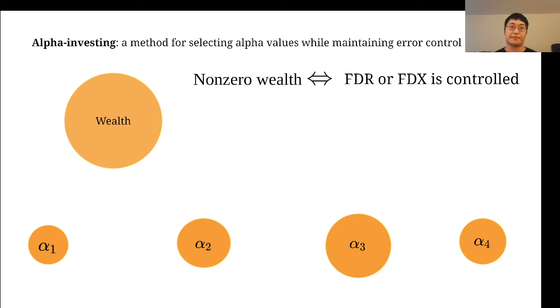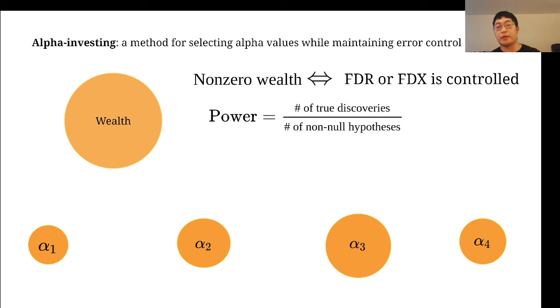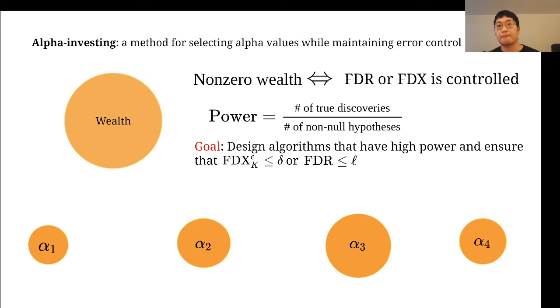So the idea behind these types of algorithms is that we want to ensure that when there's non-zero wealth, it's the same thing as saying our desired error metric is being controlled, whether that's FDR or FDX. And we also want to maximize our power, which is the number of true discoveries divided by the total number of non-null hypotheses. So we want to maximize the percentage of non-null hypotheses that we end up rejecting, because those are the ones we want to discover. So ultimately our goal is to have algorithms with high power that ensure that either the FDX or FDR is controlled under a fixed level.